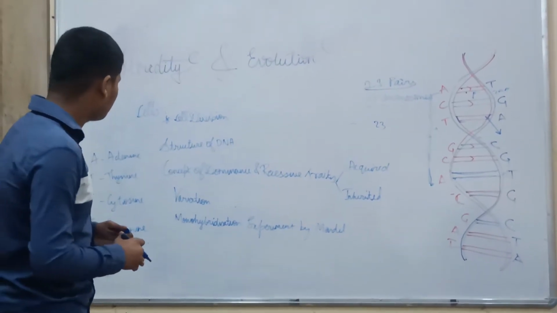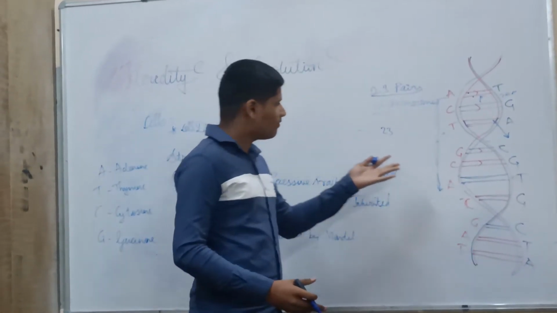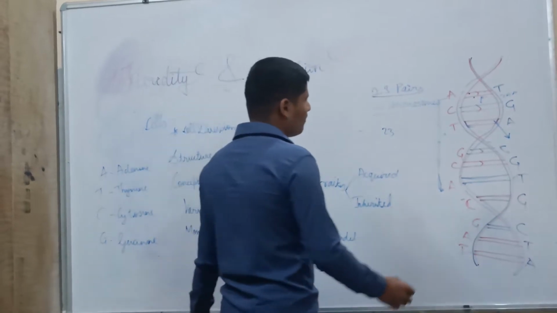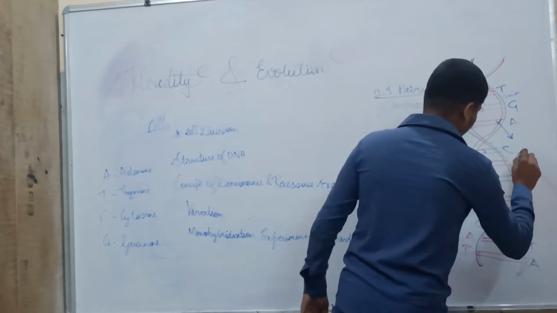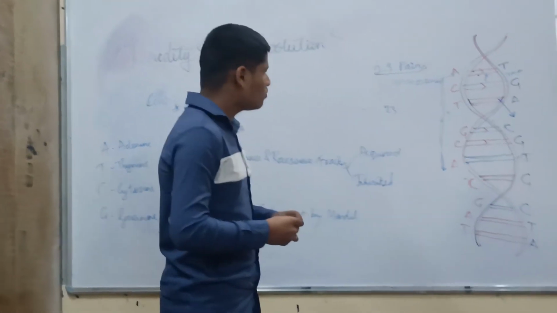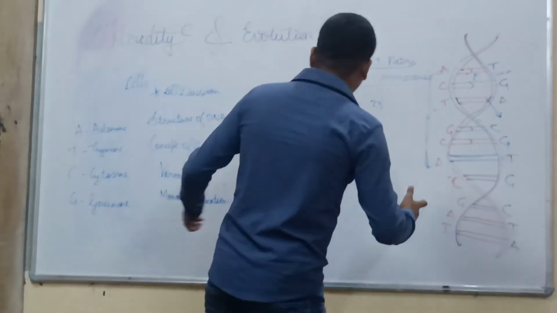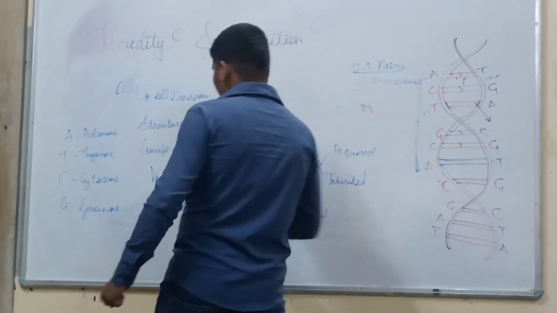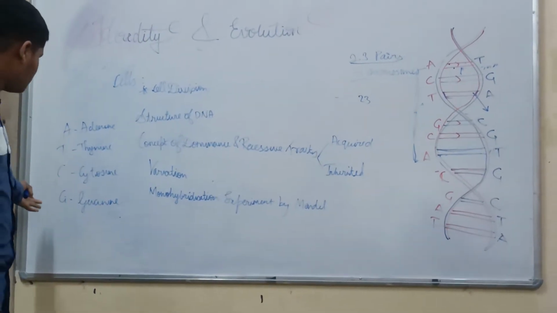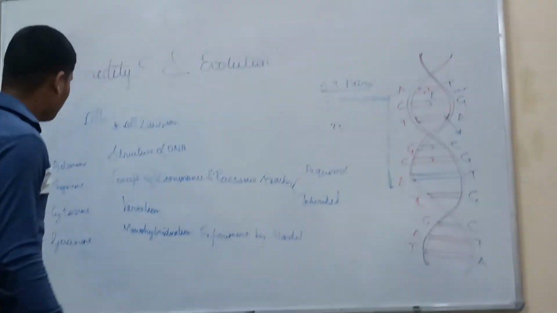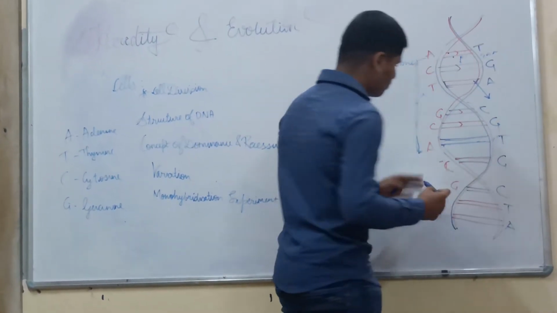Next we'll move towards the structure of DNA. This is what the structure of DNA looks like. I have written some terms A, C, T and G in a random way. By seeing it, we get confused about what it is. A stands for adenine, T stands for thymine, C stands for cytosine, and G stands for guanine. And these layered structures are known as genes.